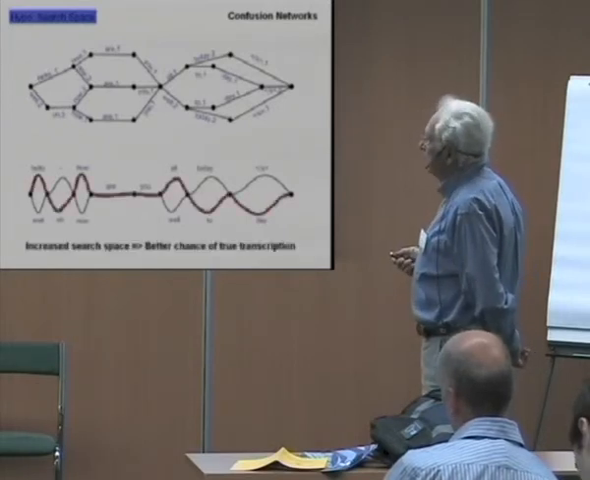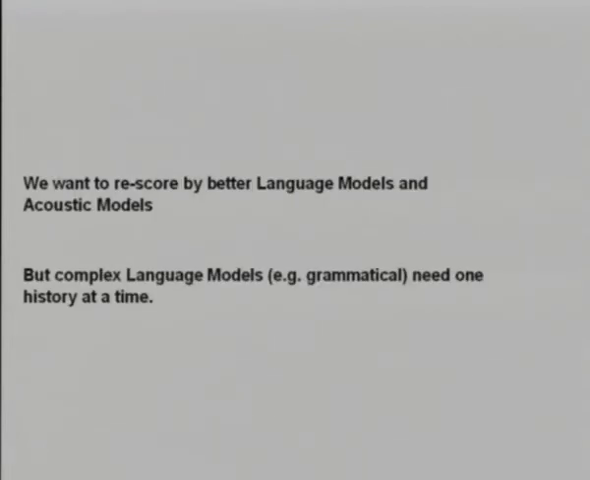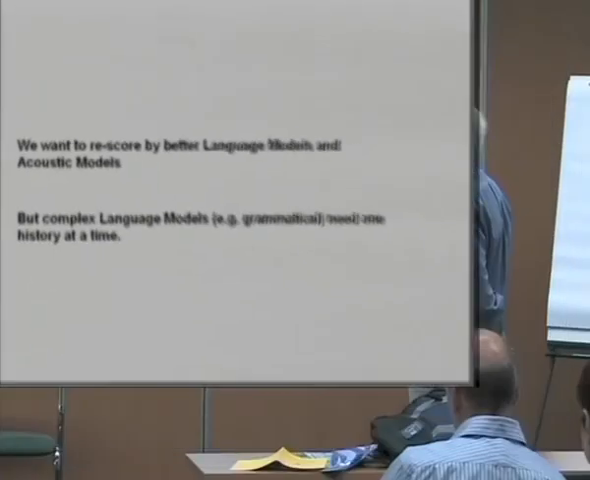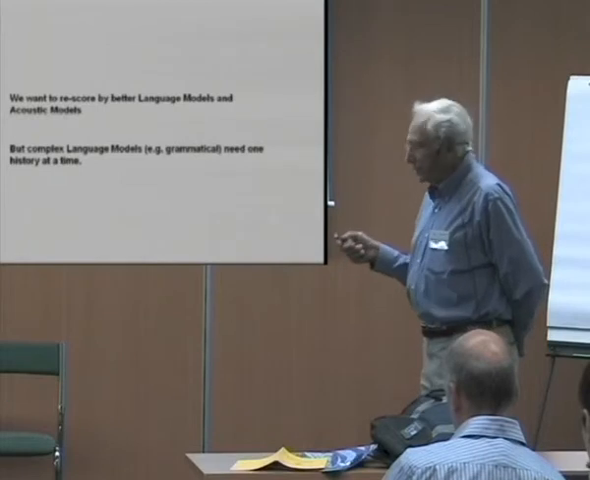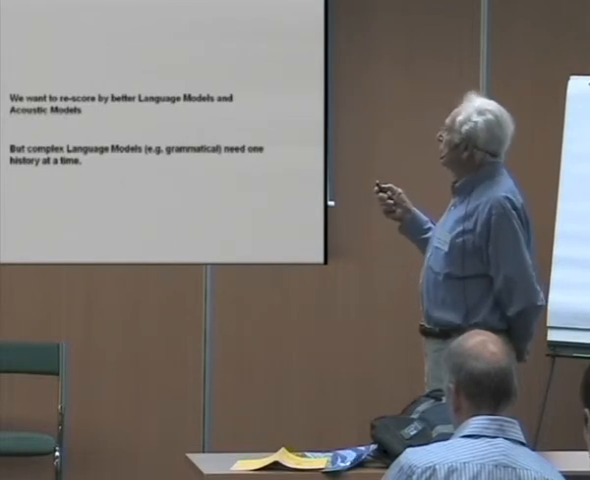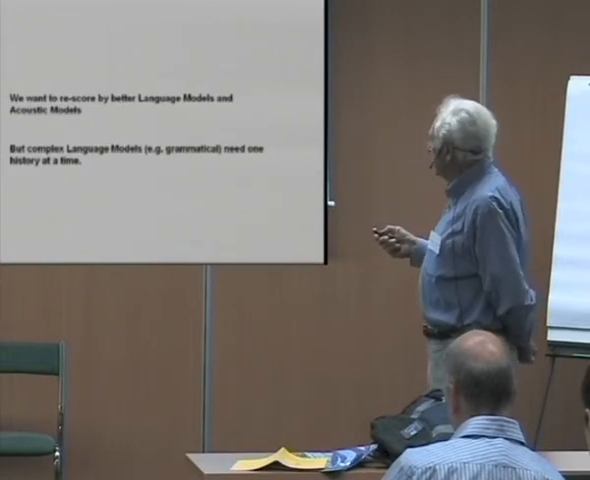Okay. And the most probable path that we had before in this particular case, from the point of view of the original models, is the one that I'm indicating here. And the question is, can we come up with something better? And so we want to rescore this with a better language model, but a complex language model needs one history at a time. I've said it already.